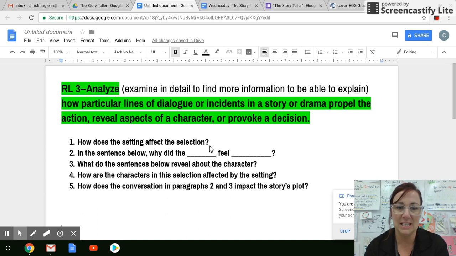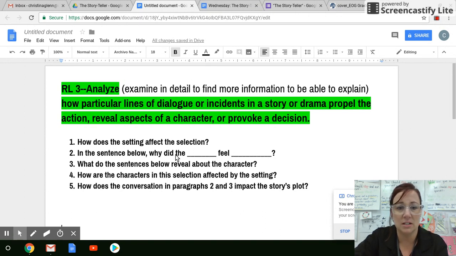The second one says, in the sentence below, why did the blank feel blank? If you go back up to what our analysis could be about, it's going to give you a sentence below. The sentence below could be about the setting, about dialogue, or about a plot detail. But in that, you're going to see what's being revealed about a character. One thing we know is this one is telling us that the character is feeling something. That something is this other blank, right?